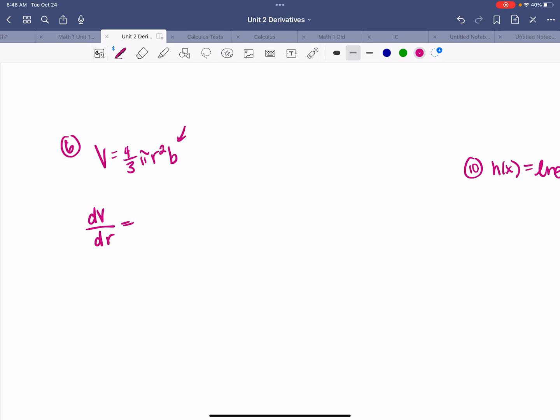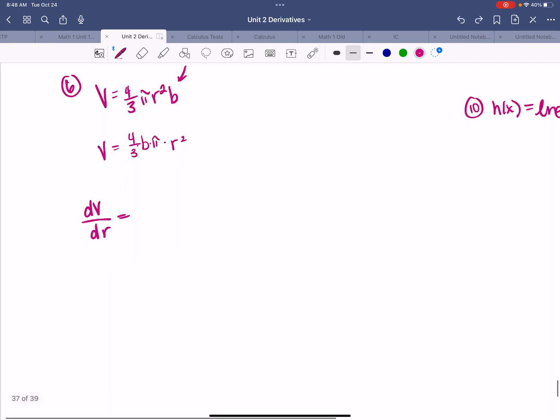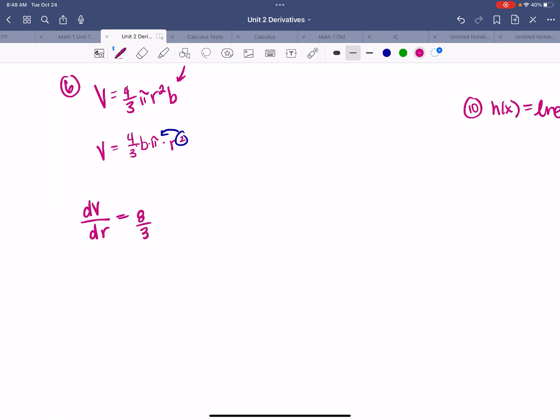So really, before I take this derivative, if I think about all of my coefficients hanging out here in front, this is really 4/3 b pi times r squared. Those are all constants, and I'm being multiplied by an r squared. So when I take the derivative of v with respect to r, this 2 gets multiplied out in front, and so really 4/3 times 2 is 8/3. So 8/3 b pi r.